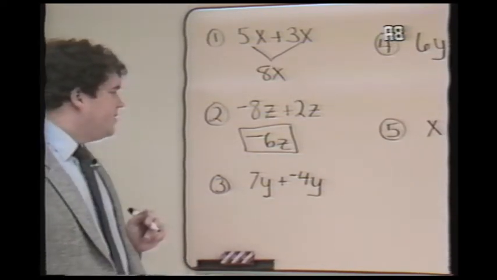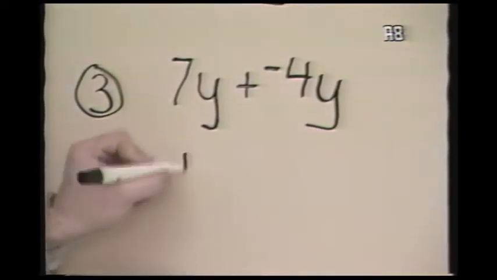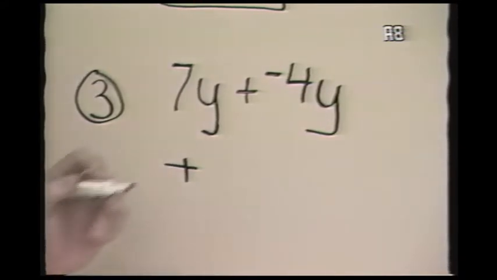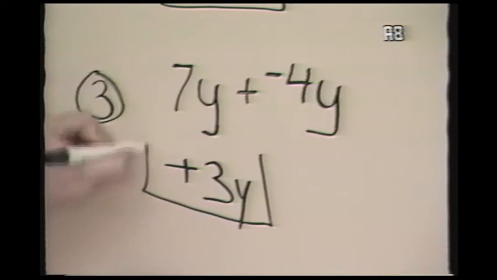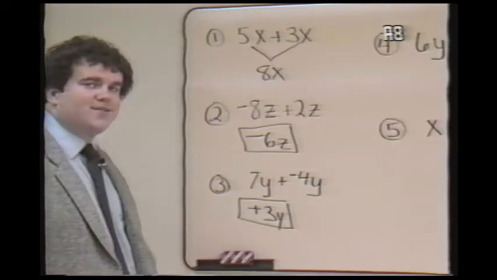Problem number 3, 7y plus negative 4y. Question number 1, will my answer be negative or positive? It will be positive. Do I add or subtract the absolute values? I subtract them. 7 minus 4 is 3. So combining 7y and negative 4y, we get positive 3y.